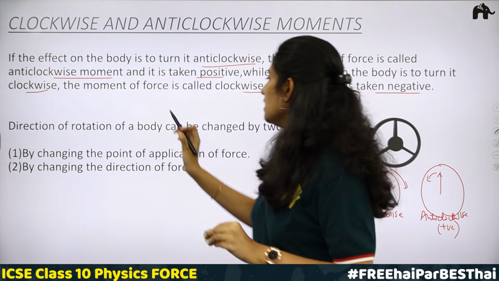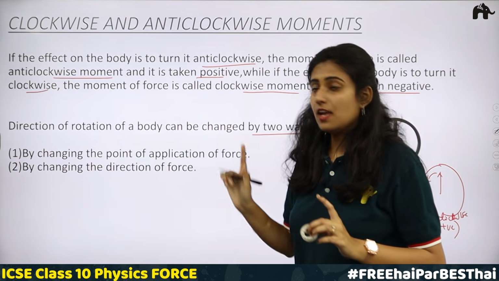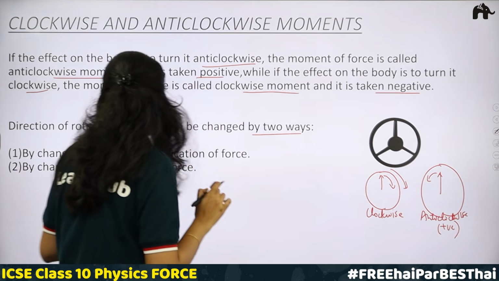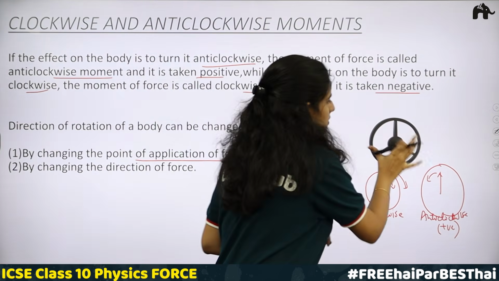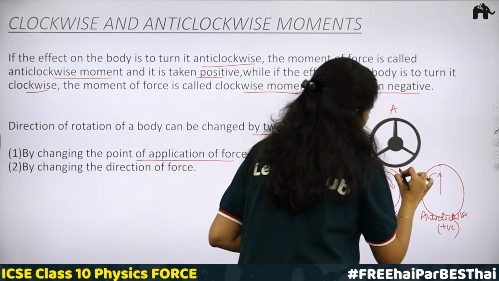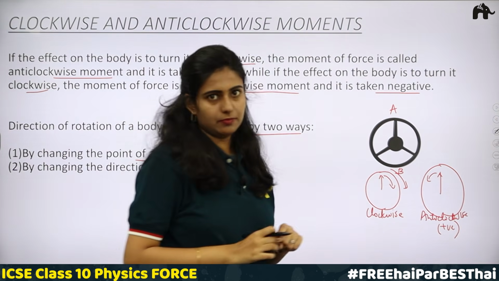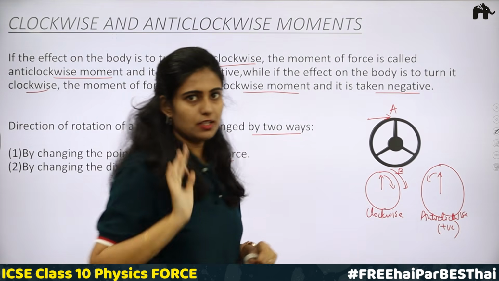Now, the direction of rotation of a body can be changed by two ways. What are the two ways? The first one is by changing the point of application of force. Now, take the case of the steering. Here, I have a point A and a point B. First, my point is A. I am applying a force like this.